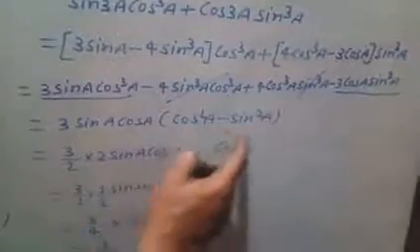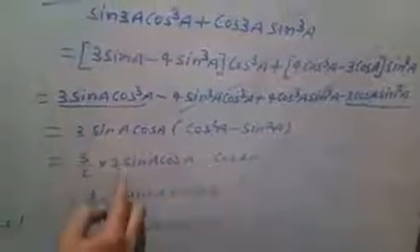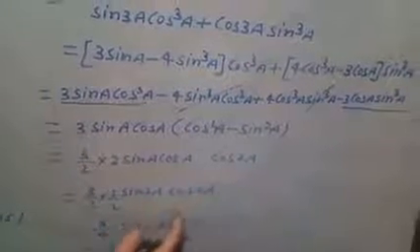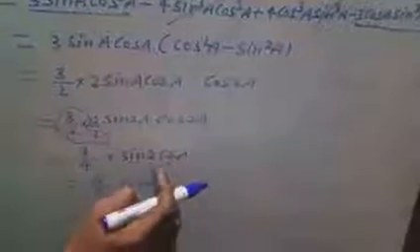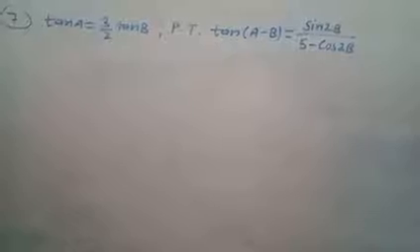So 3 by 2 into 2 sin a cos a, and cos square a minus sin square a is cos 2a. Now 2 sin a cos a is sin 2a, times cos 2a. So again we have to multiply with 2, divide with 2. Now this becomes 3 by 4, 2 sin 2a cos 2a is sin 4a. So 3 by 4 sin 4a. This is our right hand side.